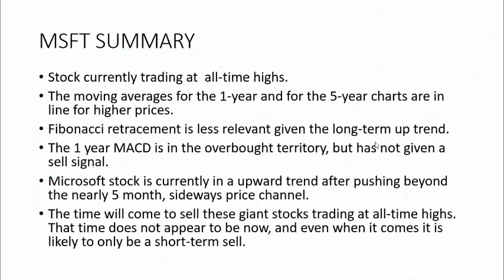So overall, the stock is currently trading at all-time highs, and the moving averages for both the 1-year and the 5-year price charts are in line for higher prices. It's no surprise. All three are looking bullish. Fibonacci retracement, of course, is less relevant because we continue to get new highs, so there's no analysis of pullbacks or retracements to consider. The 1-year MACD is in the overbought territory, but it hasn't given us a sell signal, so that's sort of inconclusive as well. And then I did point out that we're in an upward trend after prices moved out of that sideways channel.